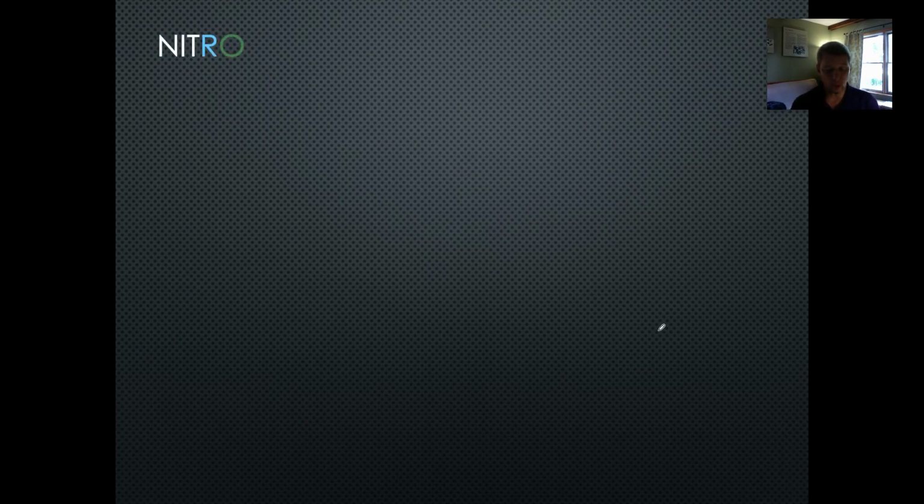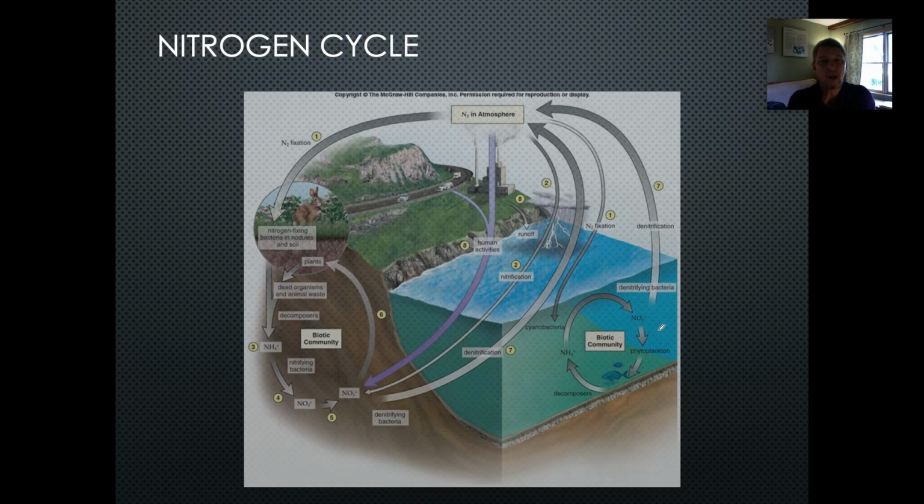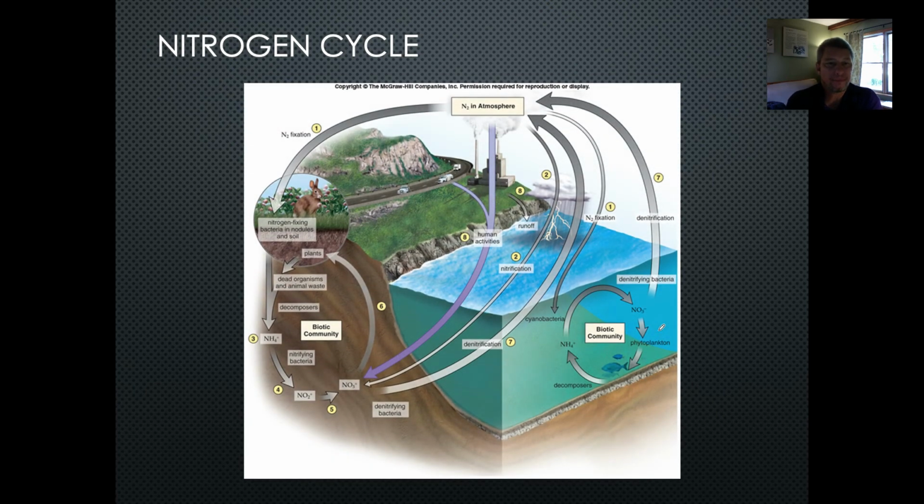Okay, so what does the nitrogen cycle actually look like? Well, here it is. You've got nitrogen gas in the atmosphere, and we start this whole process by nitrogen fixation. And again, this is done by bacteria. So the nitrogen fixing bacteria in nodules of plants and in the soil then convert the nitrogen into ammonium that you see down here, NH4.